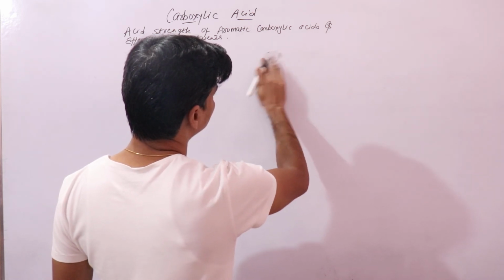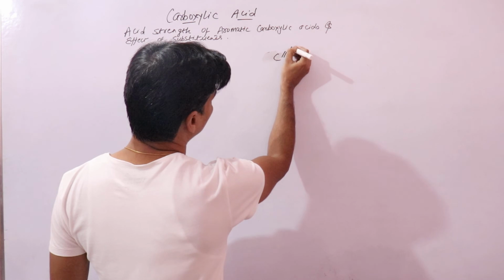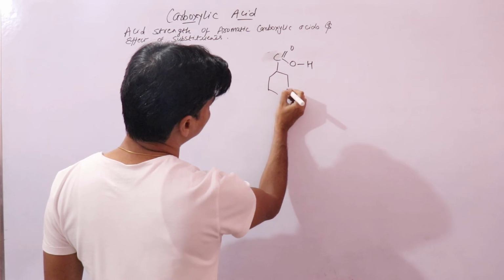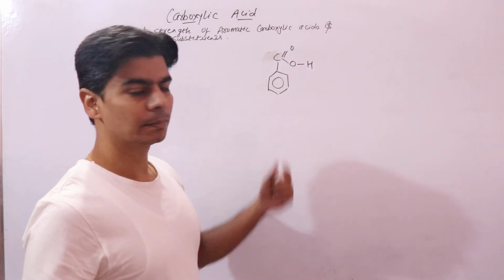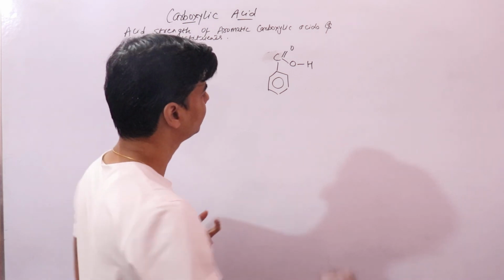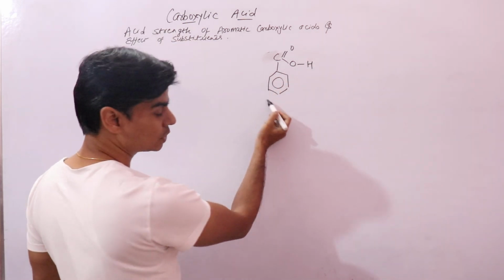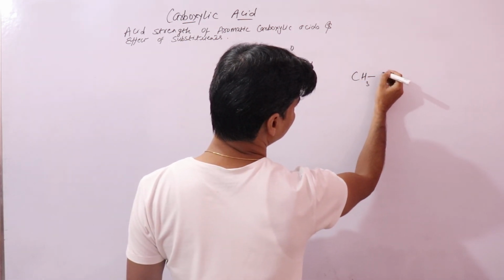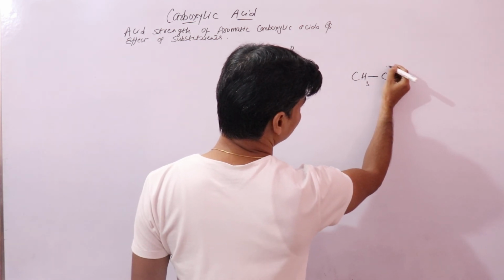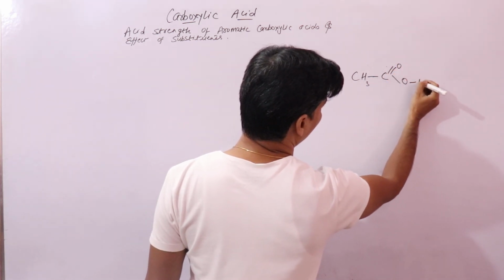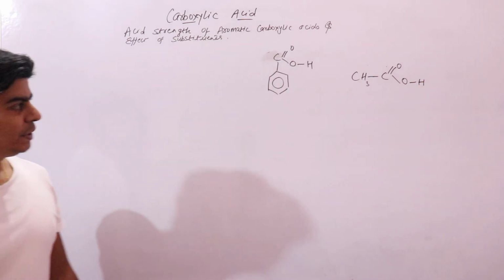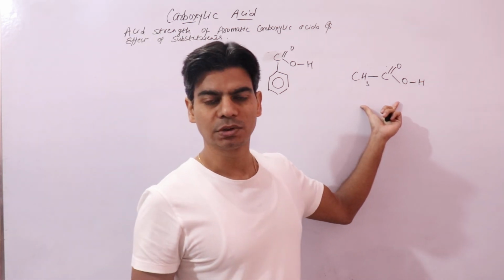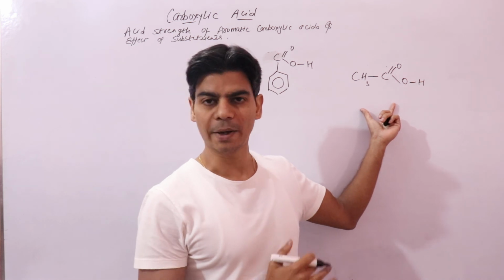Let's write it this way. This is your simplest aromatic carboxylic acid, benzoic acid, right? This is your carboxyl group which is attached to the benzene ring. Coming on to aliphatic acid, this is your aliphatic acid, acetic acid, right? And what we say is that aromatic carboxylic acids are stronger than aliphatic carboxylic acids, right? We'll look into the reason why.